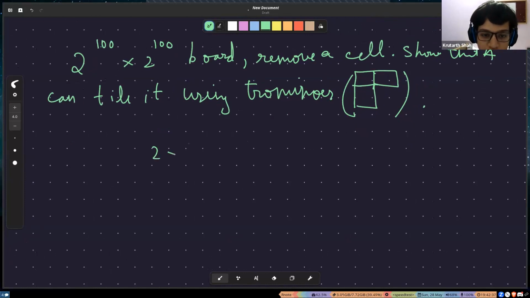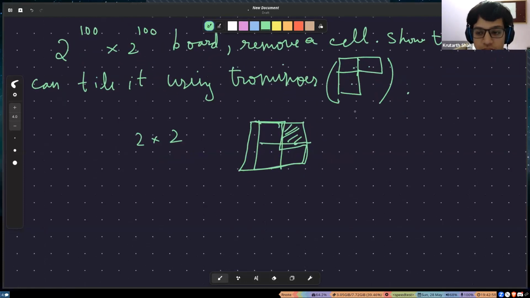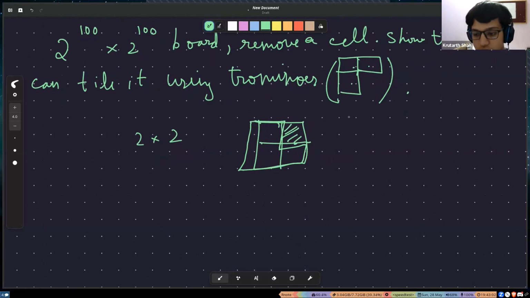Right, so let's just do it for a 2 by 2 board. Show that whatever way I remove a cell, I can tile the remaining shape by trominos, is what you want to show. And tiling is just placing trominos such that no two intersect, and these are on the cells of the board. Trominos are 3 cells placed together like this.